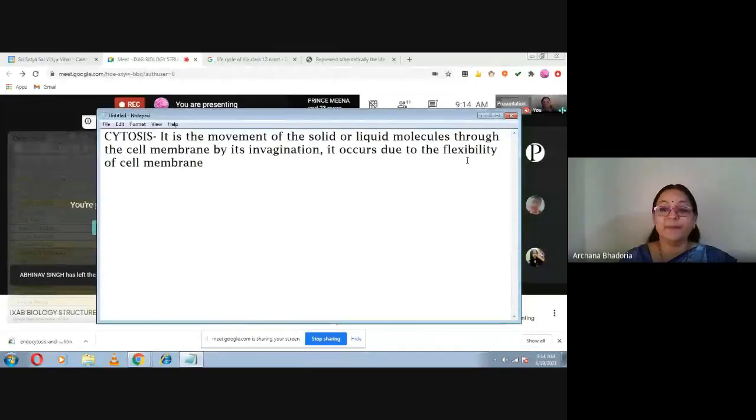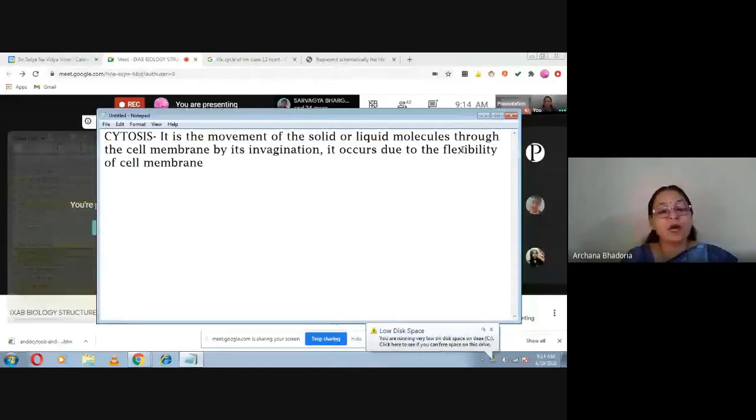So if something comes near it, what will happen? An invaginated cup-like structure will form. Is it clear? And in that cup-shaped structure, the solid particle will move, then it will close and get detached from the plasma membrane. So a vacuole will be formed. Is it clear? Now we find it is of two types.